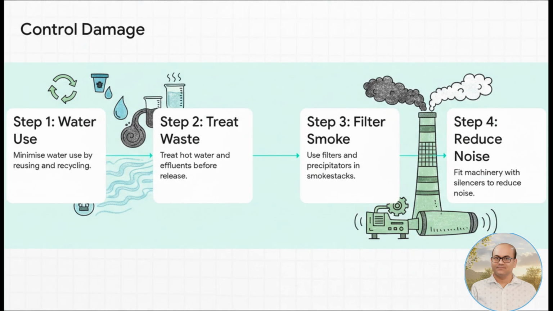So how can we do this? There are some practical steps. For water pollution, industries can use less water by reusing and recycling it. They must also treat the dirty, hot water before releasing it into rivers. For air pollution, they can put filters on their chimneys to catch the harmful particles. And for noise pollution, they can put silencers on machines, just like we have in our vehicles. These are all possible solutions.